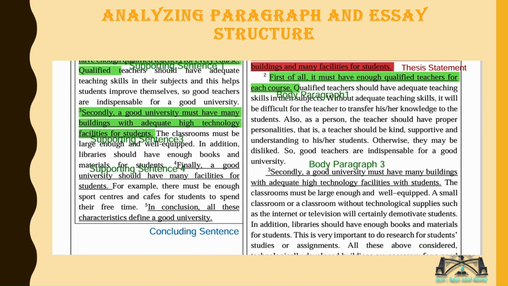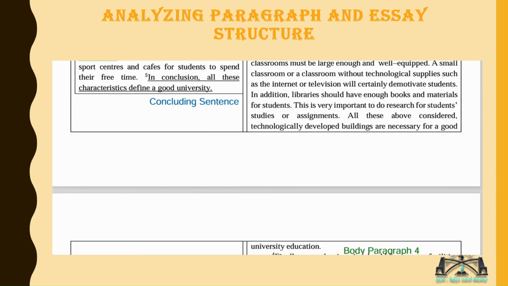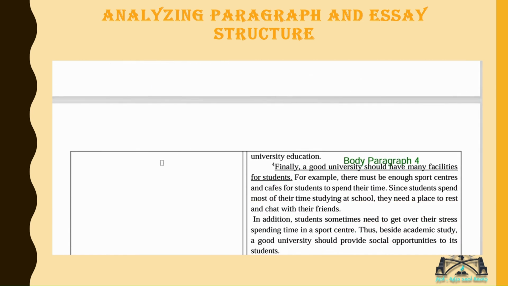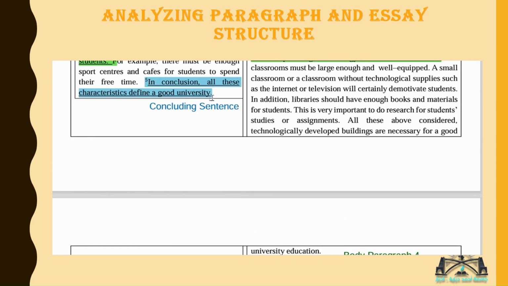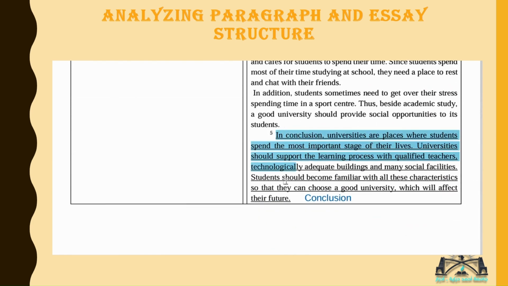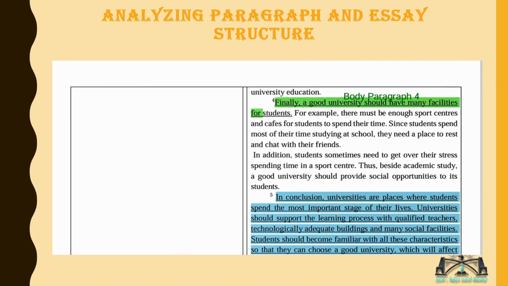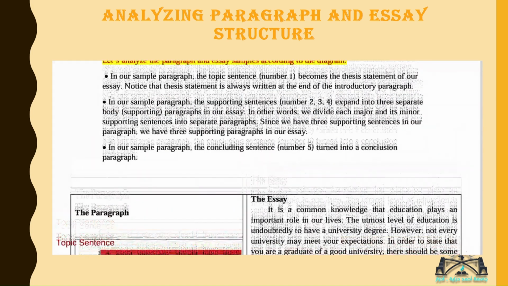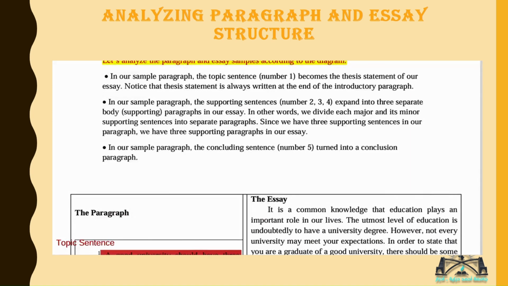Next, the supporting sentences numbers 2, 3, and 4 expand into 3 separate body paragraphs in our essay. Each major point, along with its minor details, is now developed in its own paragraph. So, where we had 3 supporting ideas in one paragraph, we now have 3 distinct body paragraphs, each exploring one of those ideas in depth. Finally, the concluding sentence, sentence number 5 in the paragraph, transforms into the conclusion paragraph of the essay, wrapping everything up and restating the main idea in a broader context. This is a great way to visualize how a well-structured paragraph serves as a miniature version of an essay. Understanding this connection is crucial for mastering academic writing.